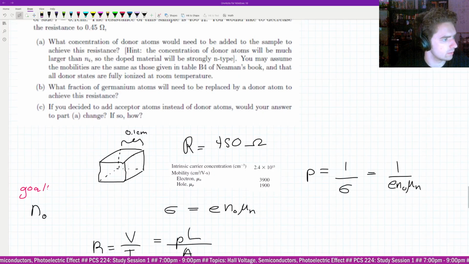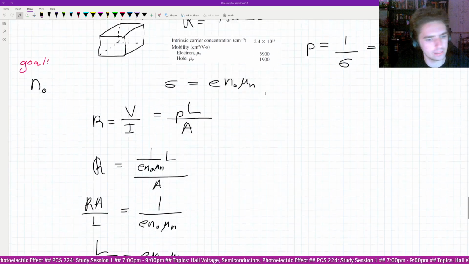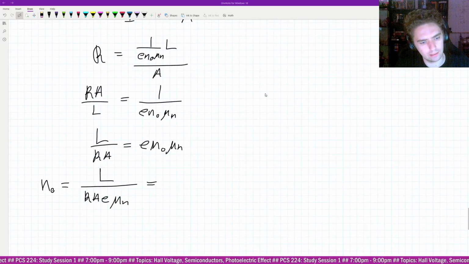If they want it in centimeters, I'll just leave everything in centimeters. They want it in centimeters anyways, so I think I can just leave it. I think that's all fine.